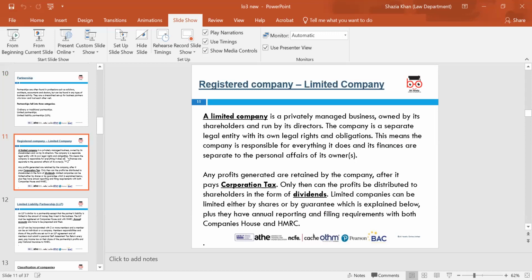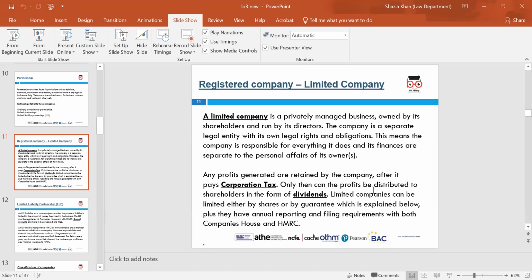Registered company. So you have a limited company. A limited company is a privately managed business owned by its shareholders and run by its directors. The company is a separate legal entity and it has its own legal rights and obligations. This means that the company is responsible for everything it does. Its finances are separate to the personal affairs of its owners.